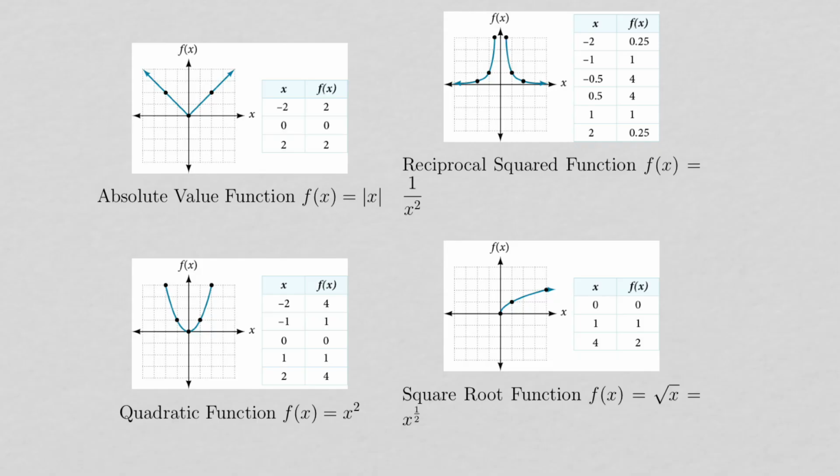Quadratic function, which we talked about a little bit before, has the form f of x equals x squared. So if I plug in some input, I square it, and that will be the output. So -2 times -2 is +4. -1 times -1 is +1, and so on. And that's going to give you a parabola.